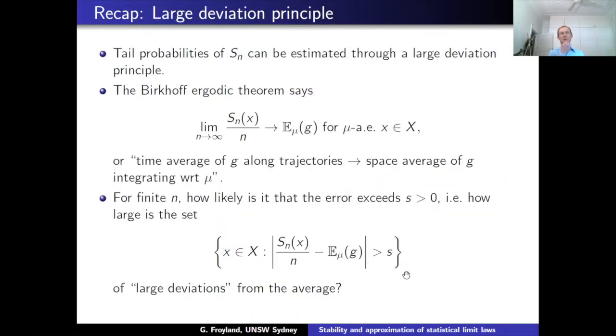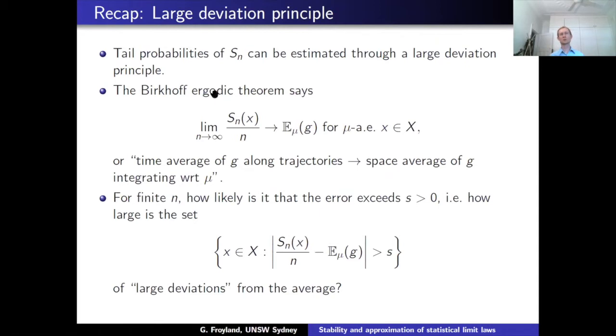Okay, so that was CLT. So now on to large deviation and rate function. So the CLT, you can view this as talking about medium or moderate deviations from the mean. And if you want to look at large deviations, if you want to look at tail probabilities, then one way of doing this is through what's called a large deviation principle.